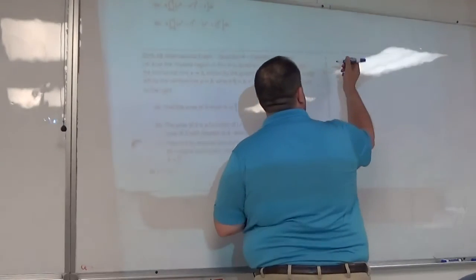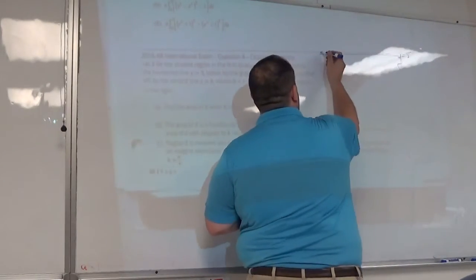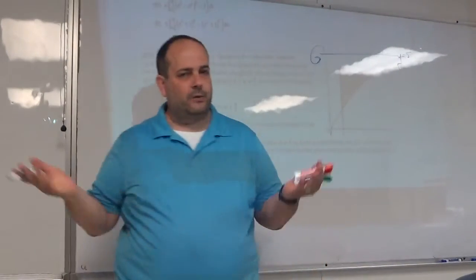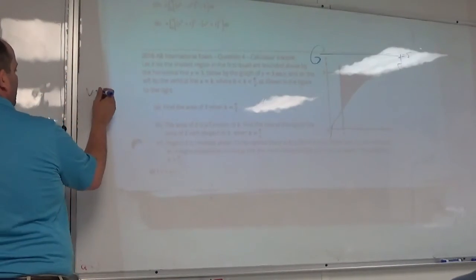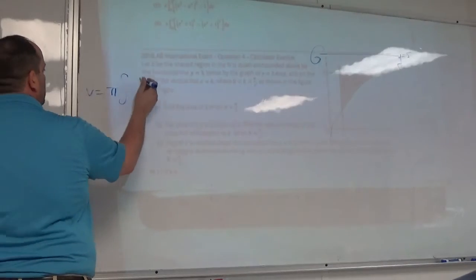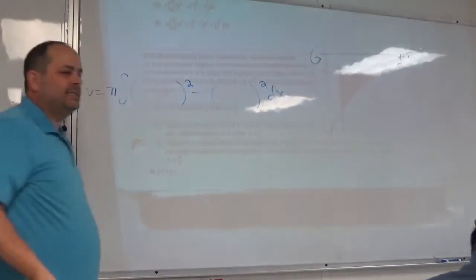All right, friends. It's called testing. Okay, we're revolving around the line y equals 5. Hollow or solid? Hollow. Your volume is hollow. You're going to play this: big R squared minus little r squared dx.